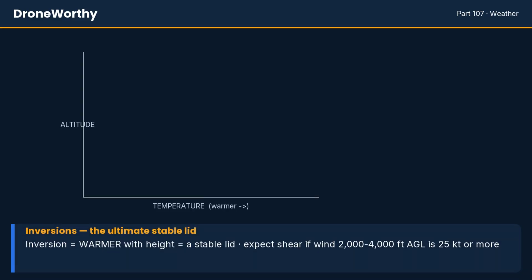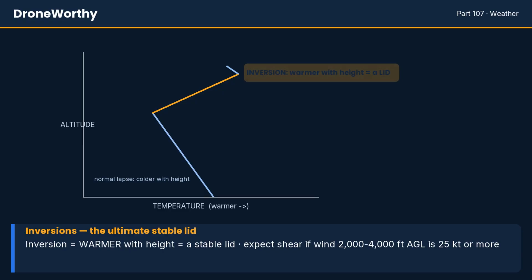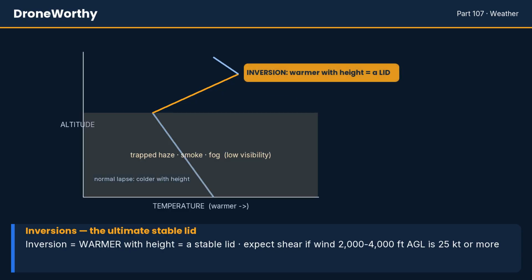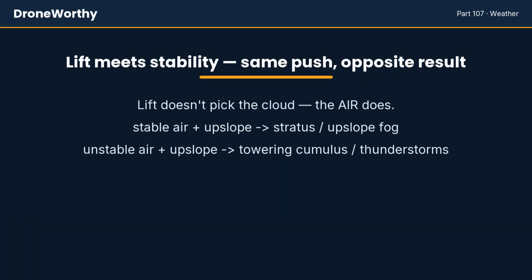A temperature inversion is stability turned up to maximum. Normally, air gets colder as you climb. In an inversion, it gets warmer with height, a warm lid that nothing can rise through. That lid traps smoke, haze, and fog underneath it. Smooth air, but terrible visibility. And memorize this number: when the wind 2,000 to 4,000 feet above the surface is at least 25 knots, expect wind shear right at the top of that inversion, because calm air below is sitting under fast air above. Just remember 25 knots.